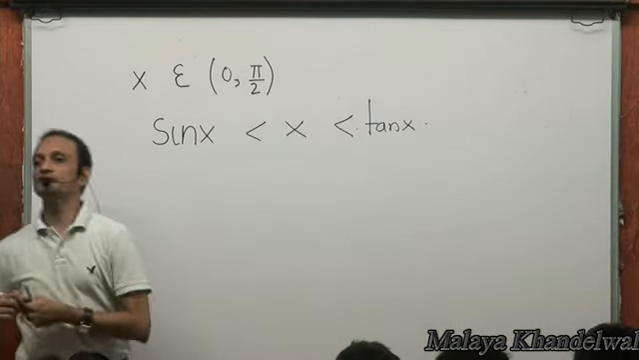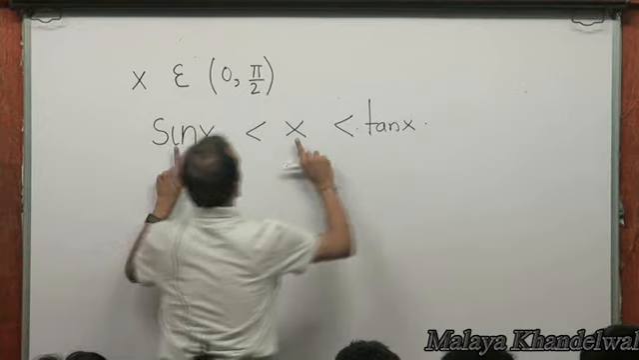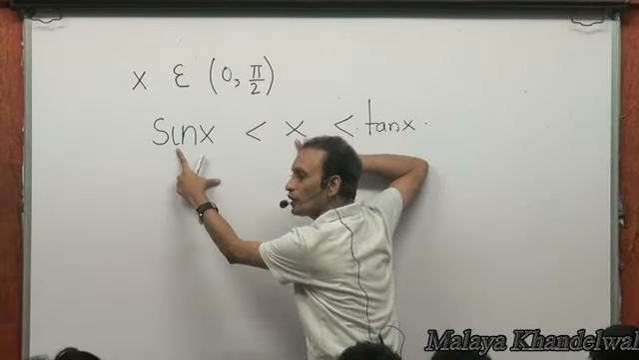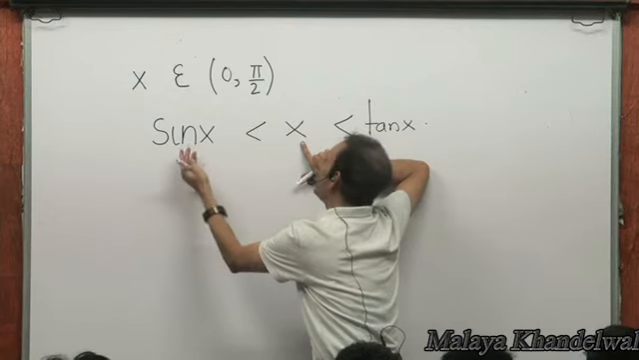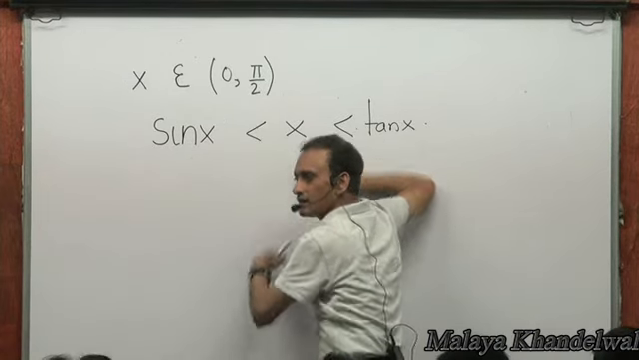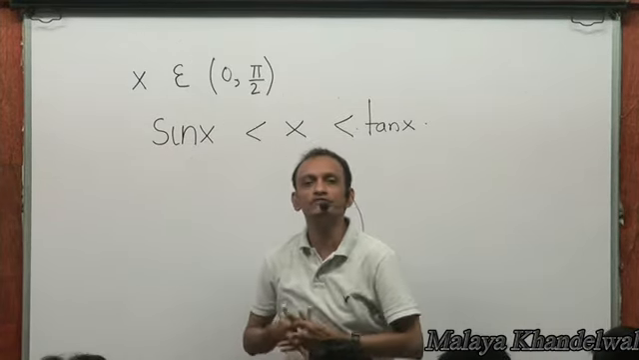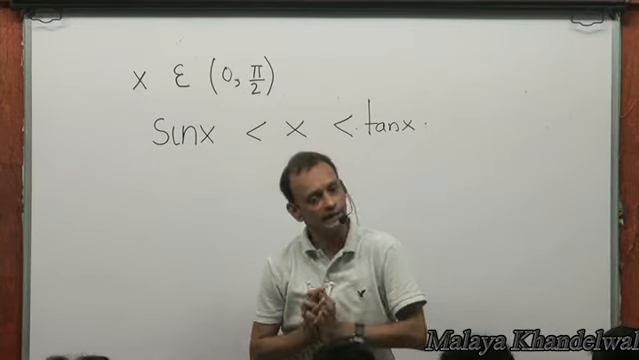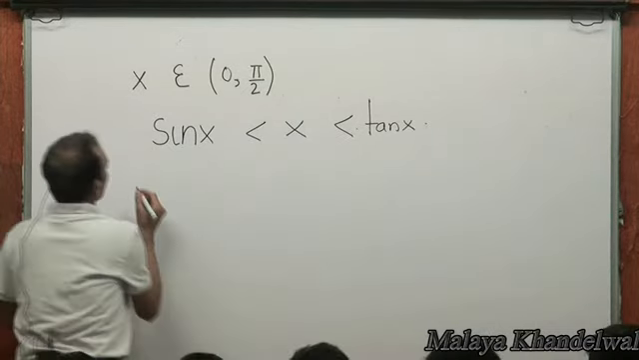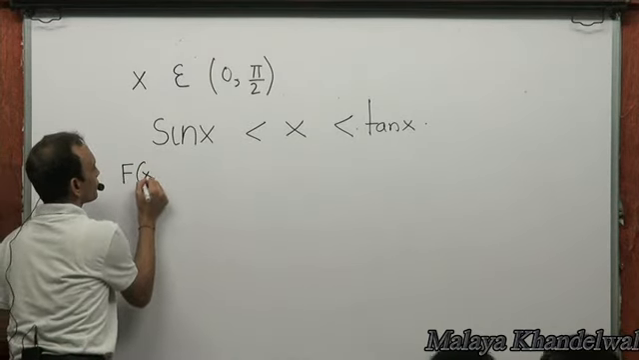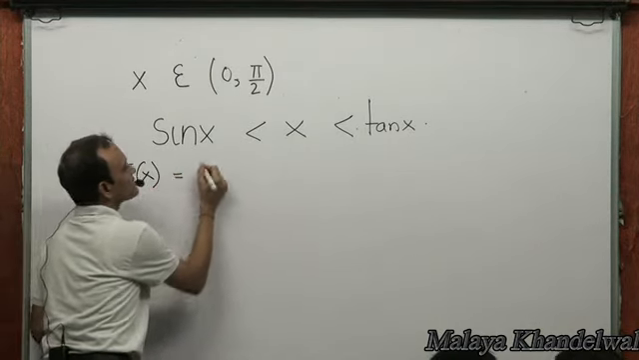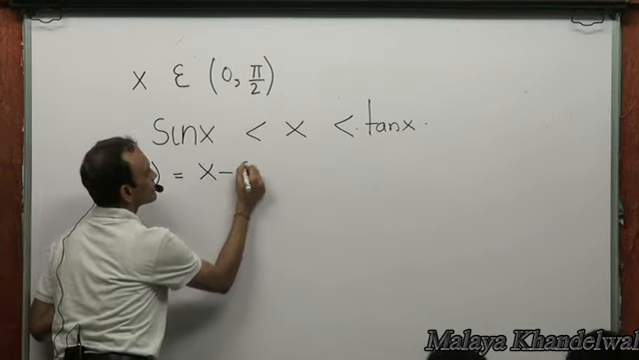The way to deal with these inequalities is, suppose I want to deal with this part of the inequality. I construct a function which is the difference of these two sides, either x minus sin x or sin x minus x. This function I am going to refer to as an auxiliary function henceforth. So I construct a function f of x, which is, say, x minus sin x.